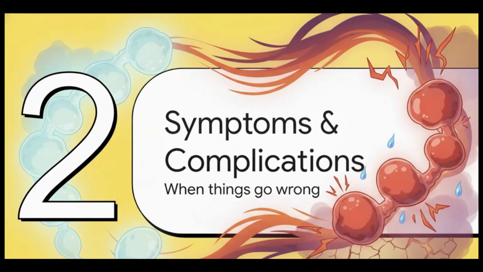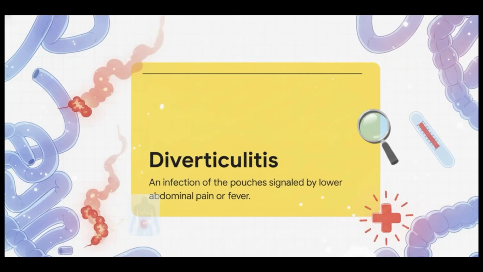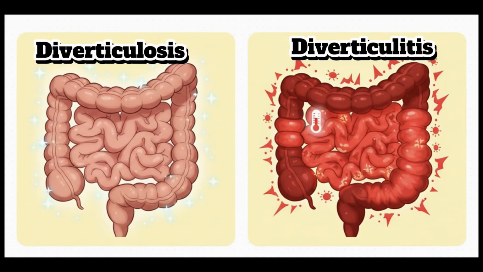Now, let's move on to symptoms. Diverticulosis is usually asymptomatic. It happens silently with no symptoms at all. But it can become serious in rare cases, such as when the pouches become infected and the infection goes untreated. When the infection occurs, it is called diverticulitis. So, if symptoms like lower abdominal pain or fever appear, that may signal an infection. To be clear, diverticulosis itself usually has no symptoms, while diverticulitis is when there is active inflammation and disease.